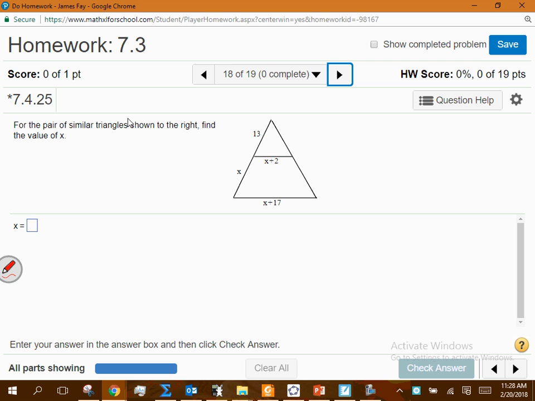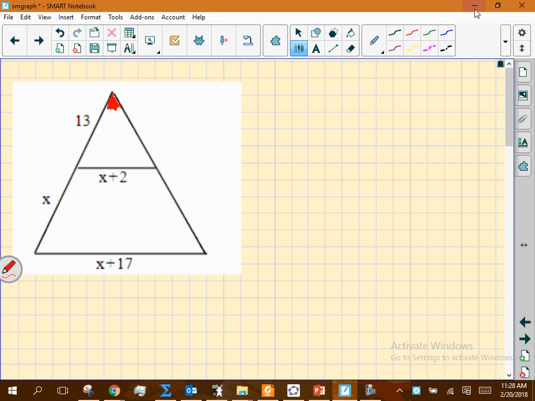For the pair of similar triangles shown to the right, find the value of x. All right, so they're telling me these are similar. I don't know if this is a great question for making the argument of why they're similar, but if they are similar, that angle there has to be in both triangles. And what we would find out is that angle there and that angle there would be corresponding, wouldn't they?